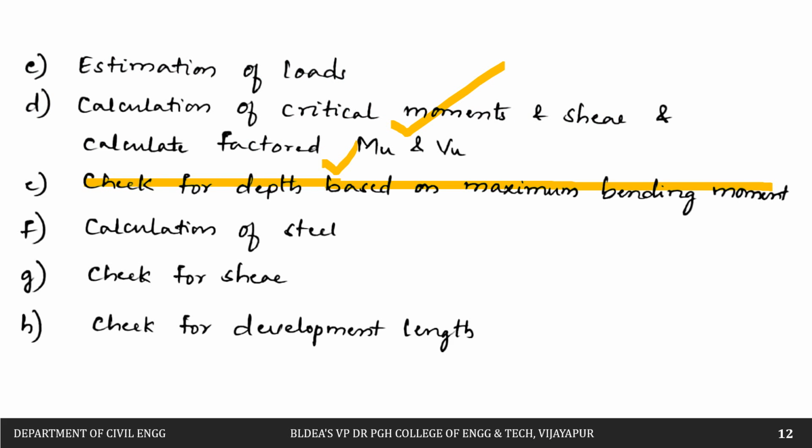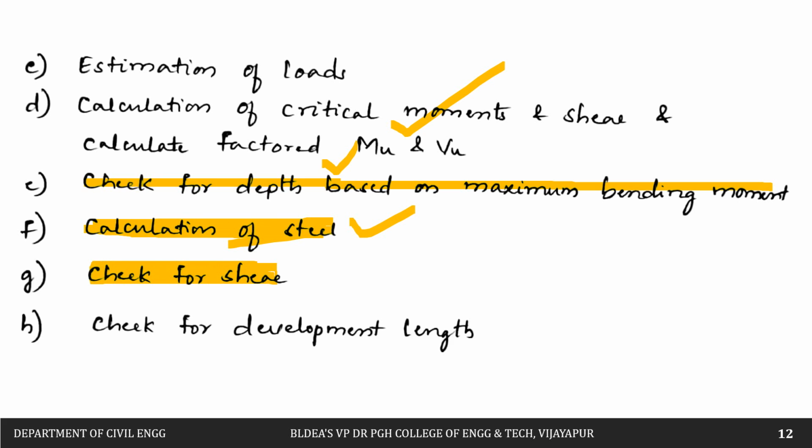If it is not satisfying, we are going to revise the section. After checking, we are going to calculate the steel quantity. After that, there are a few checks that we do. One check is that we are going to check for shear.